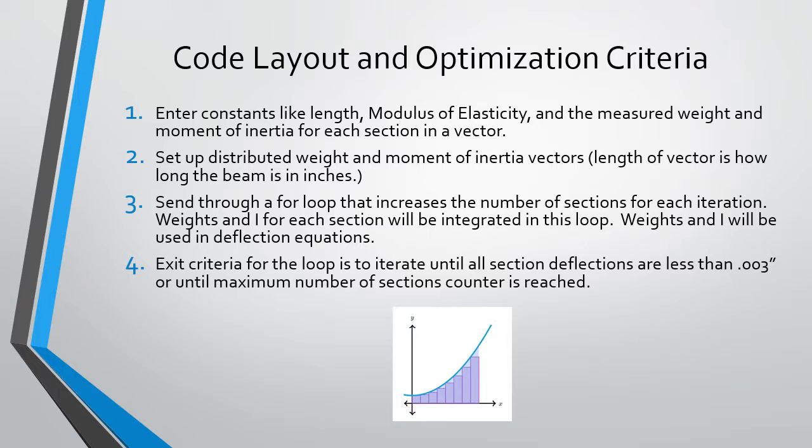The basics of my code are that you enter the constants like length or modulus of elasticity, and then I set up distributed weight and moment of inertia vectors. Then I send it through a for loop that increases the number of sections for each iteration, and each time it goes through this loop, the deflections will be taken on each of the sections, and the exit criteria for the loop is that it is either less than 3/1000ths of an inch deflection or until the maximum number of sections has been reached.